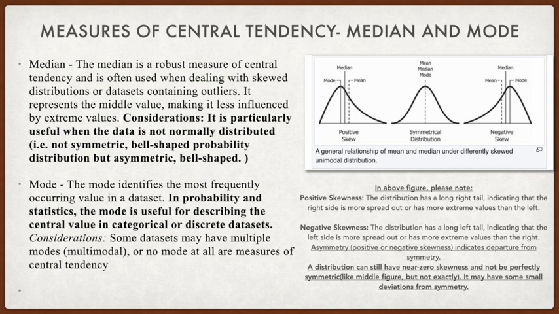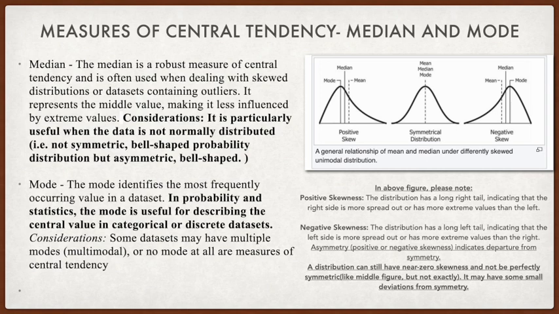What is positive skewness, what is negative skewness, and what is a symmetrical distribution? Positive skewness has a long right tail and negative skewness has a long left tail. The distribution can still have near zero skewness and not be perfectly symmetric, like the middle figure. It can resemble the middle figure, but cannot be perfectly symmetric and can have near zero skewness.